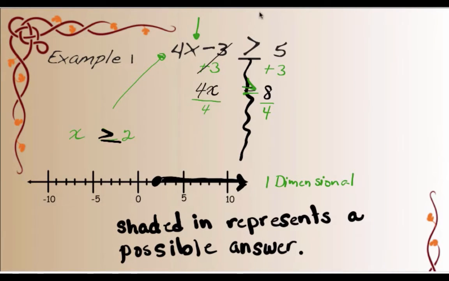So I can pick 10. I like that. 4 times 10 minus 3. That's 37. Is that greater than or equal to 5? Yes. All right, so what we have are two ways. We have a graphic way to represent our answer, and we have what's called an algebraic way to represent our answer.